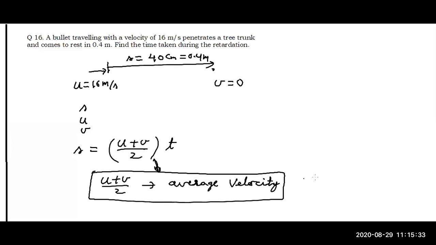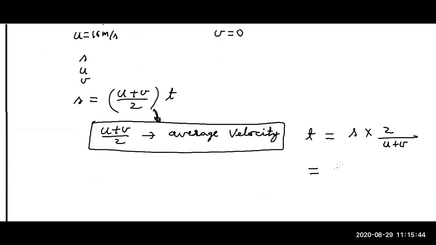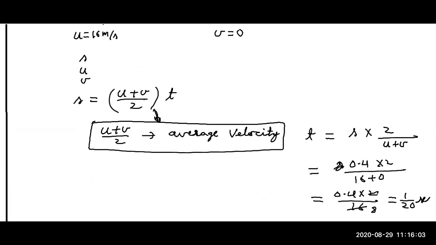So what will be the time? देखिए, time will be S into 2 by U plus V. So we can do it like this. S is how much? 0.4. So 0.4 into 2 by 16 plus 0. That is 0.4 into 2 by 16, which is 0.8 by 16, so 1 by 20 second. This will be the answer.